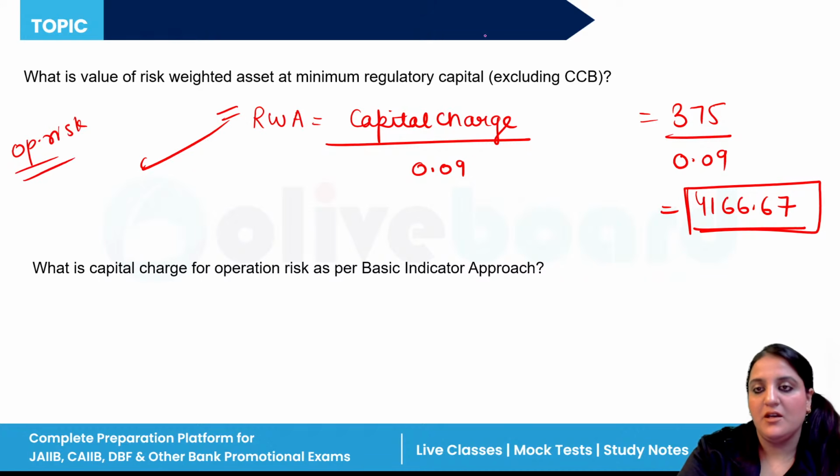And how do we calculate for credit risk? So RWA is basically, 9% of RWA is equal to the capital requirement.